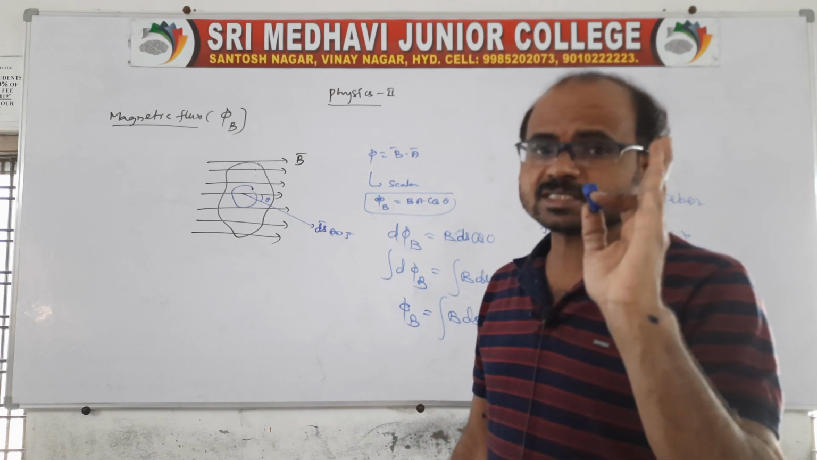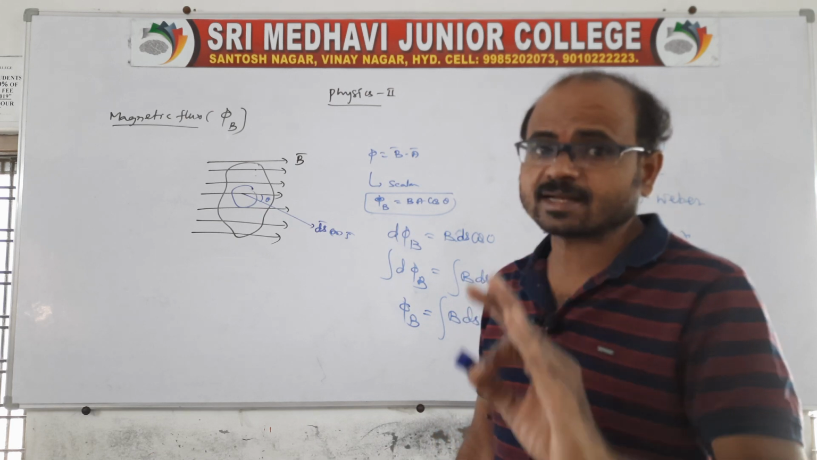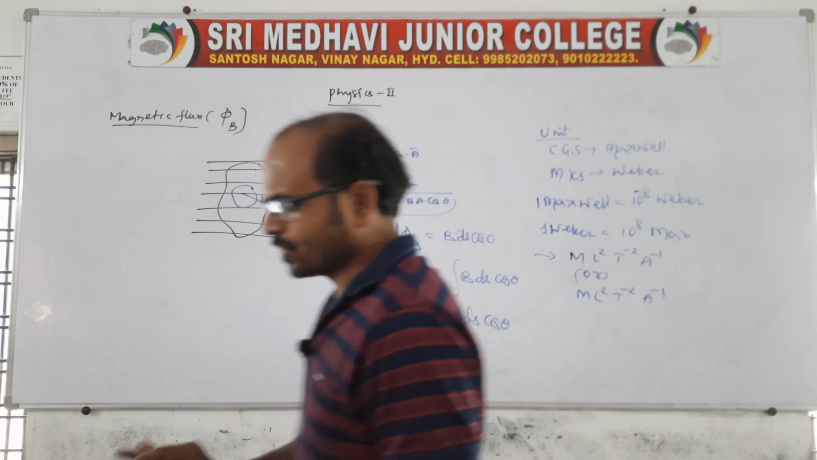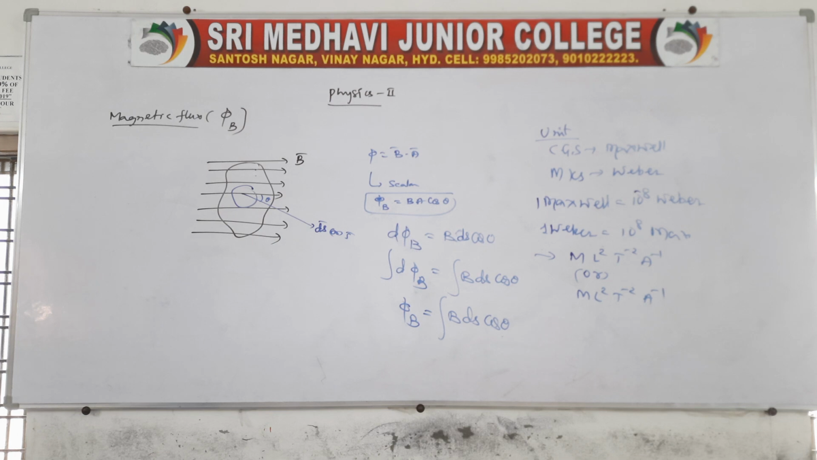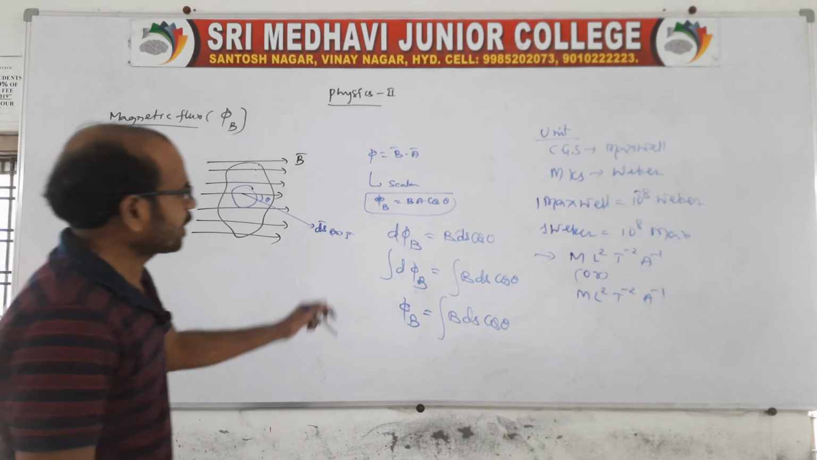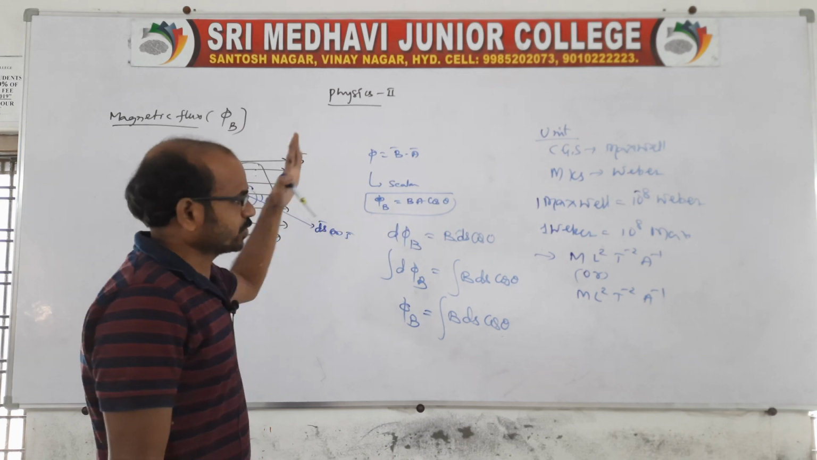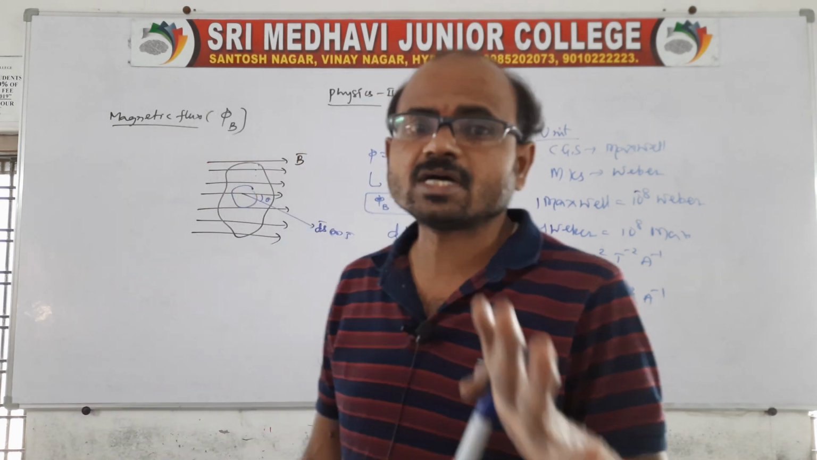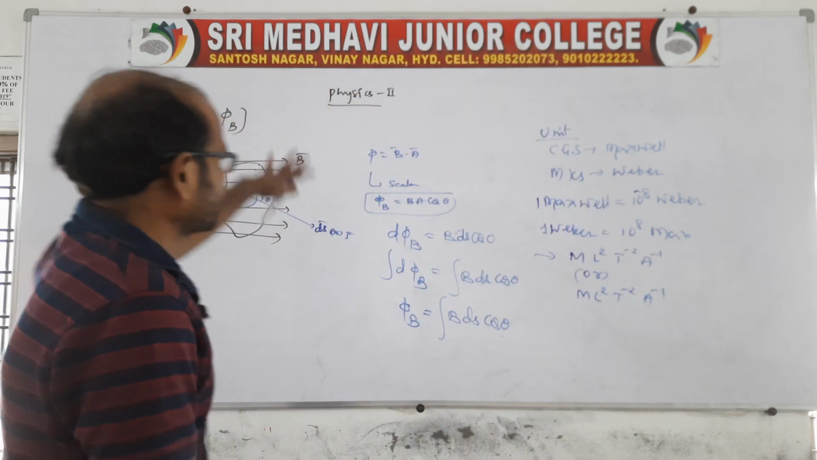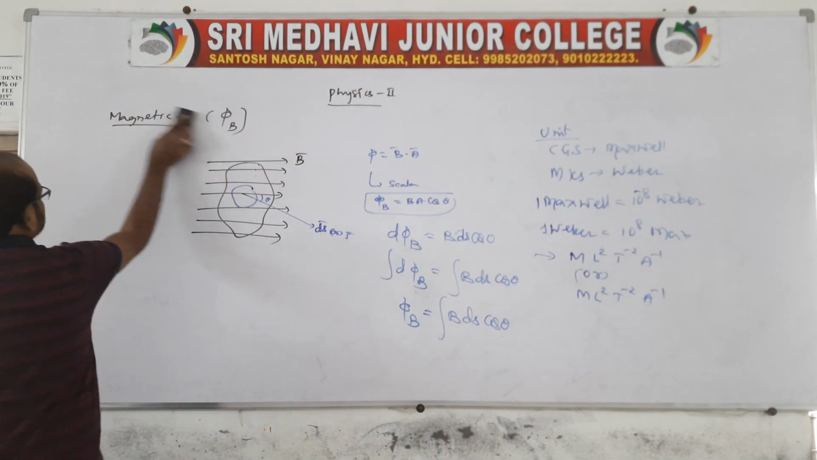I told you in the case of Gauss's law in electricity, the same principle we need to apply here also. That only depends on the area vector, so the magnetic flux is nothing but the number of field lines which are passing through an area normal to the area. Therefore, this we can call magnetic flux.